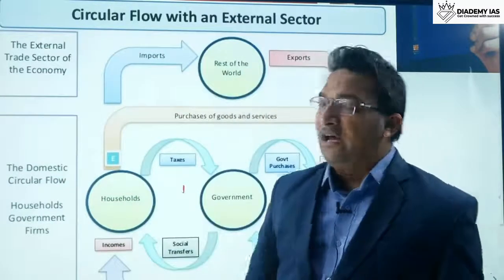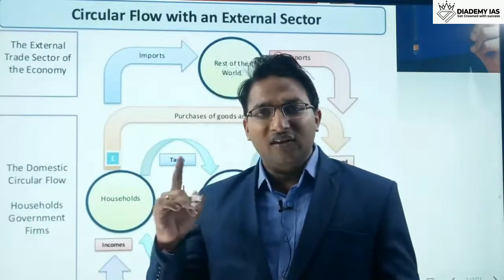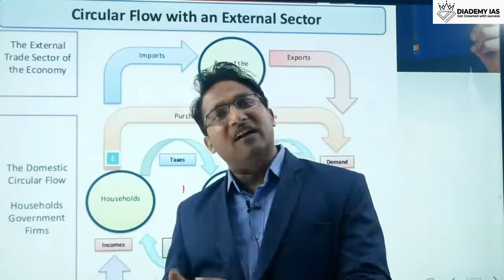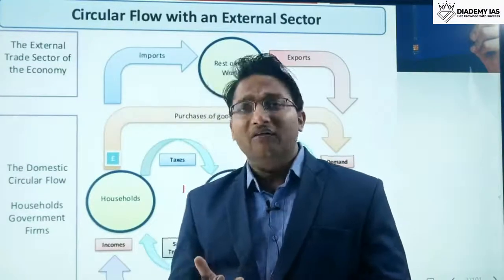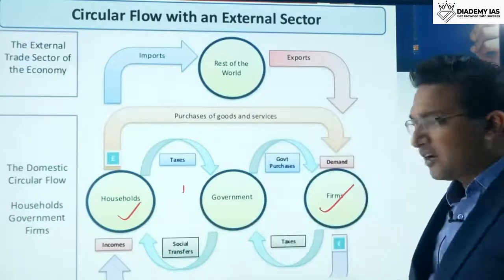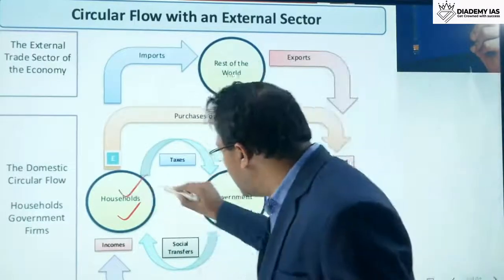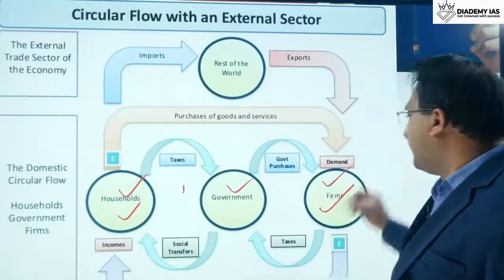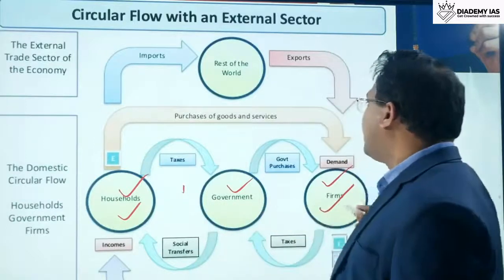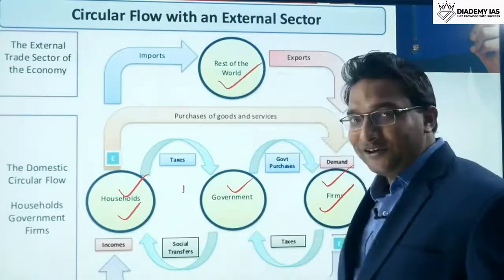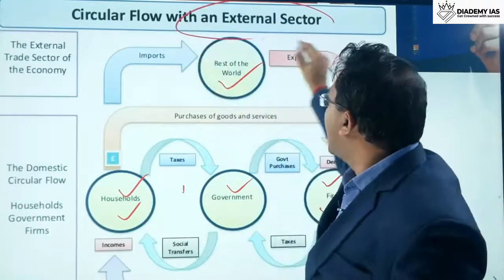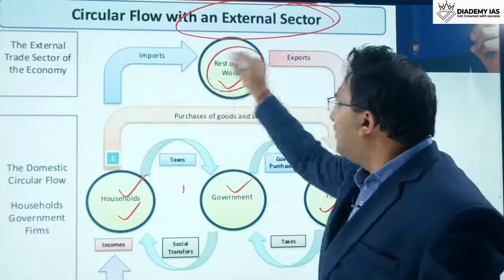The circular flow of income, this concept we can see at different levels. Two sector economy, which involves the household and the firms. Three sector economy, which involves household, government and firms. And four sector economy, which involves household, government, firms and the rest of the world. So this circular flow of income is with the external sector, so it involves the rest of the world.